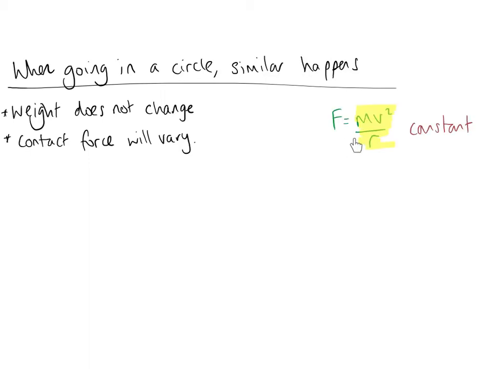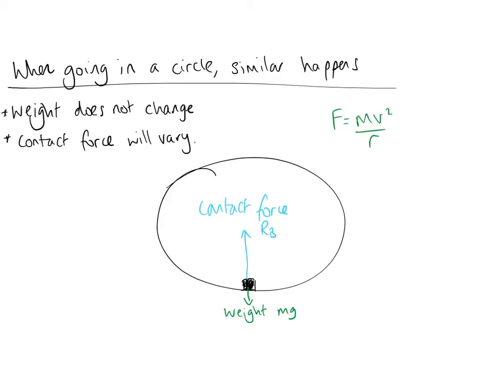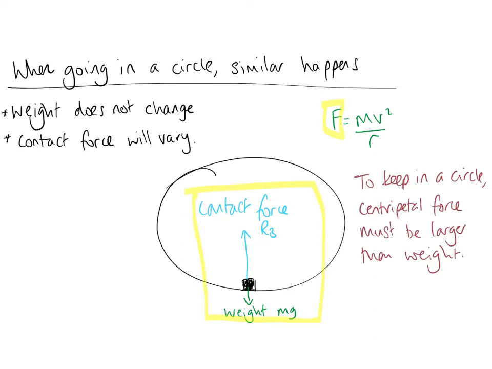Let's start with our equation, F equals mv squared over r, and let's be mindful that the mass, the velocity, and the radius are going to be constant. So it's the F, the centripetal force, that we need to focus on. Let's start at the bottom of our circle. Our weight is acting down, mass times gravity, and we have a contact force going up, which I'm going to call RB for R bottom. So to keep going round in a circle, the centripetal force must be larger than the weight. We've got the weight acting down, the contact force going up, but don't forget this force always acts to the centre. So in order to compensate, the centripetal force must be larger than the weight.